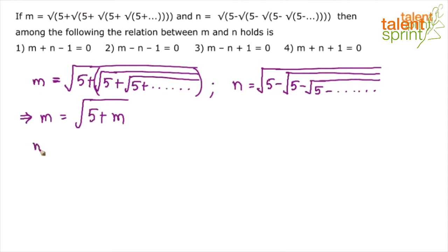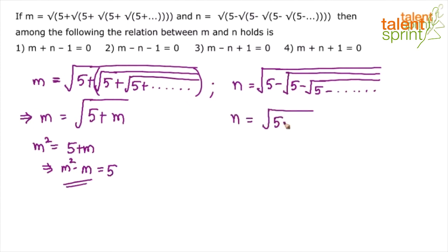Now square on both the sides, what do we get? m squared equals 5 plus m, which implies m squared minus m equals 5. This is one part. Look at the second part. Similarly here, n equals root over 5 minus this whole thing up to infinity, which can be taken as n. Again, squaring on both the sides, we get n squared equals 5 minus n, or n squared plus n equals 5.